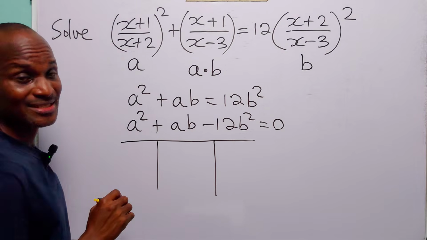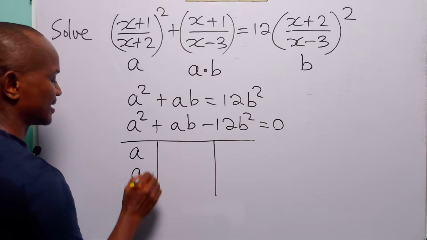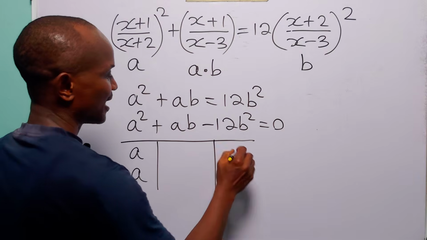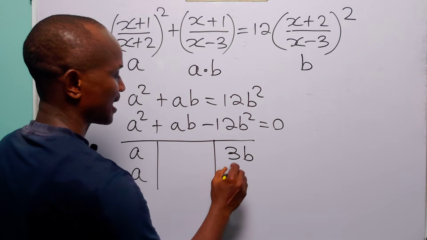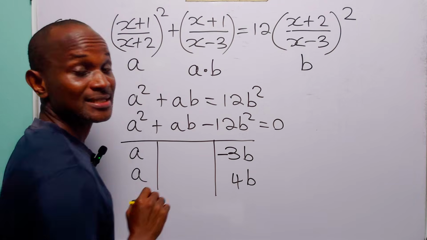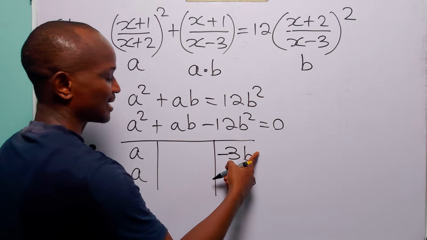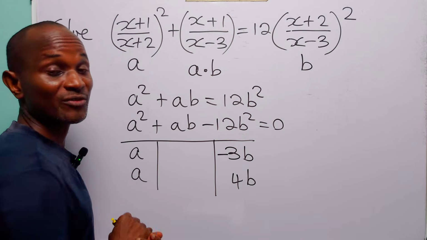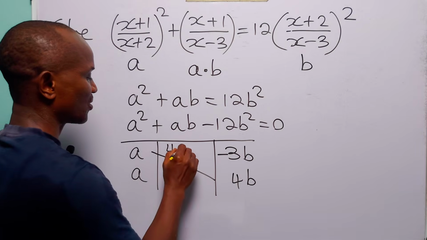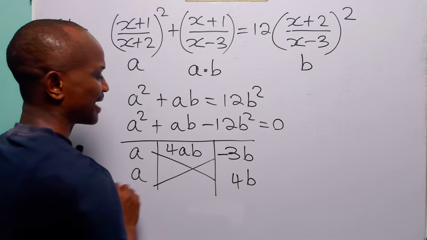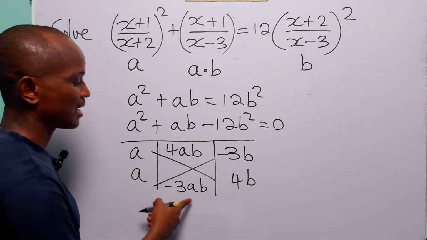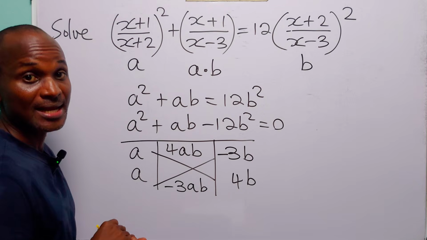What are the factors of a squared? We have a and a. What are the factors of minus 12b squared? We have 3b and 4b. Now this is positive, so the smaller number is going to be negative. Of course, you know that minus 3b times 4b is going to give us minus 12b squared. Now, a times 4b is going to give us 4ab, and a times minus 3b is going to give us minus 3ab, and 4ab minus 3ab is going to give us ab.